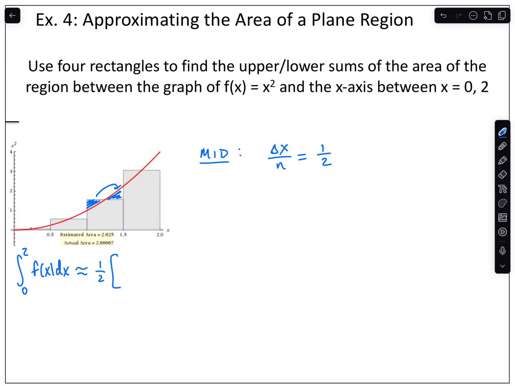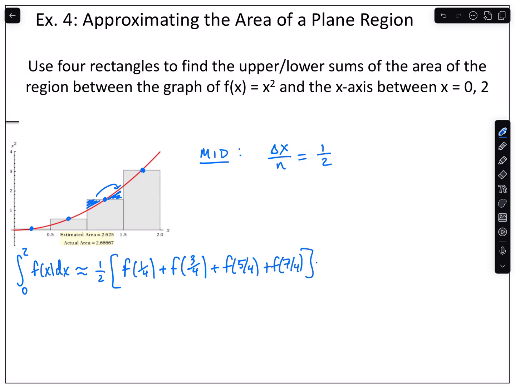But now you've got to think that we're doing the halfway points for each interval, right? So from 0 to 1/2, we know that the midpoint is going to be 1/4. So the first x value that I want the height at is going to be 1/4. And then I can really just add 1/2 to that going down the line. So if I take 1/4 and add 1/2, that's going to be 3/4, then 5/4, and then 7/4.